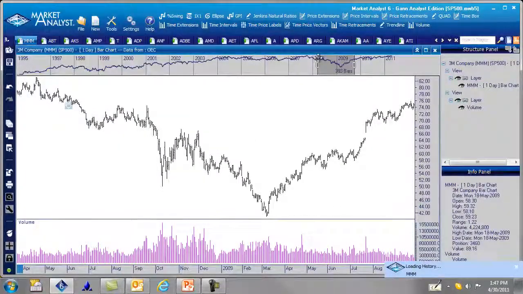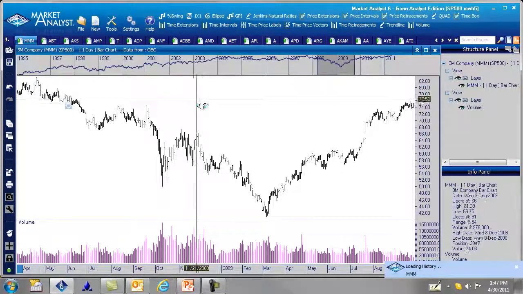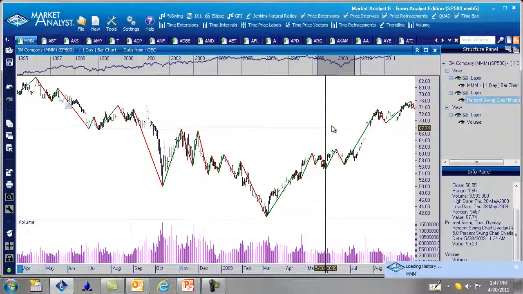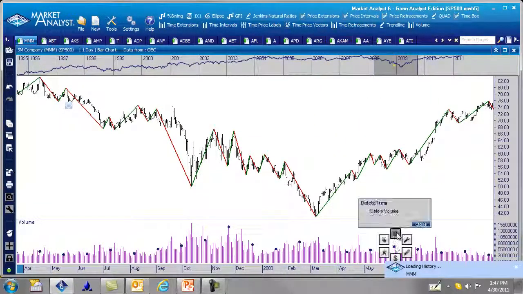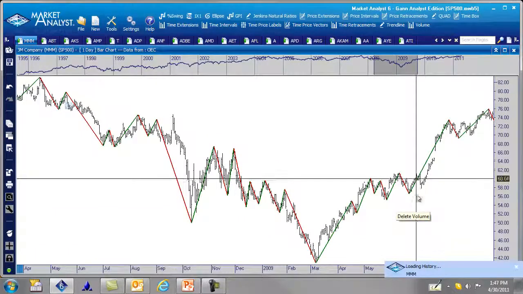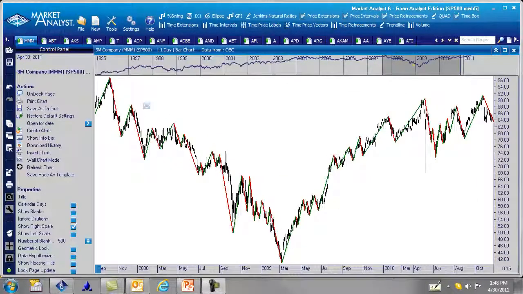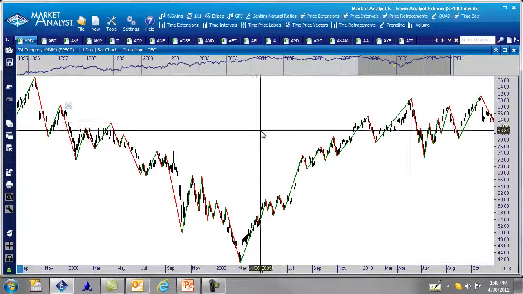I don't know if you remember us talking about the percent swing overlay, but this is where that information comes in handy. What I'm going to do is open up the percent swing overlay. I've got it on my toolbar here. I'll just click that and drop it on here. I'll get rid of the volume here too. Okay, so I've applied the percent swing chart overlay.